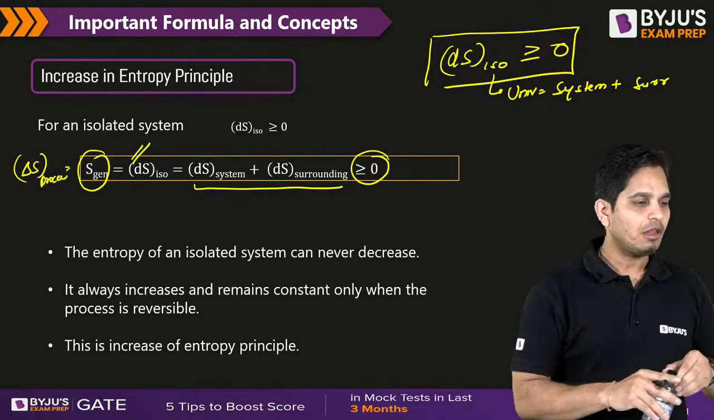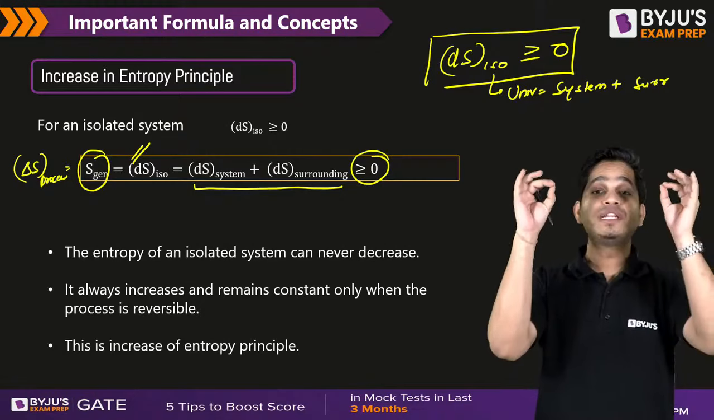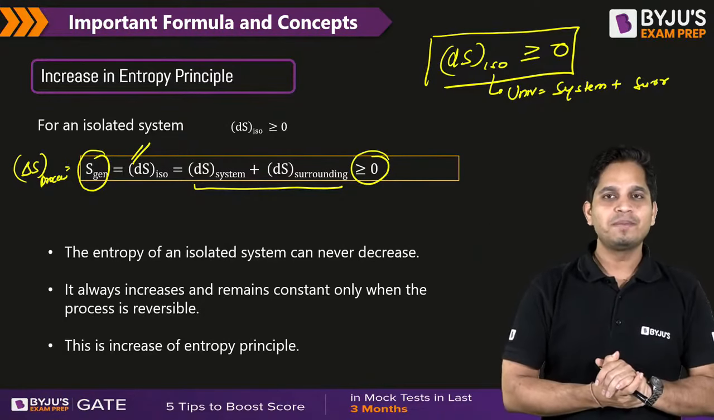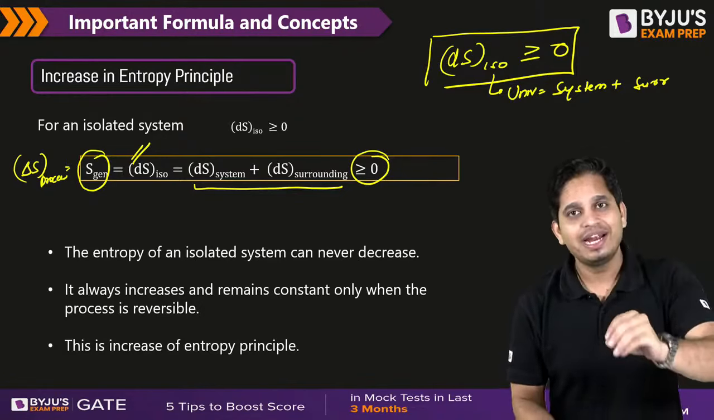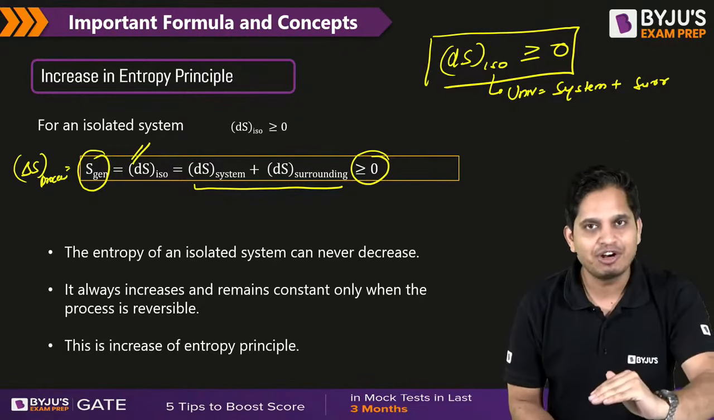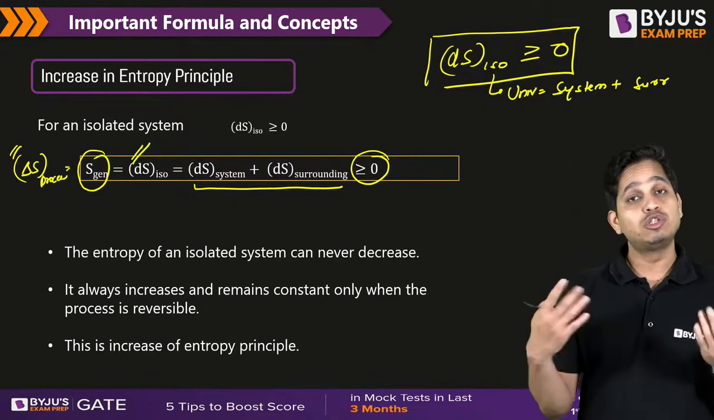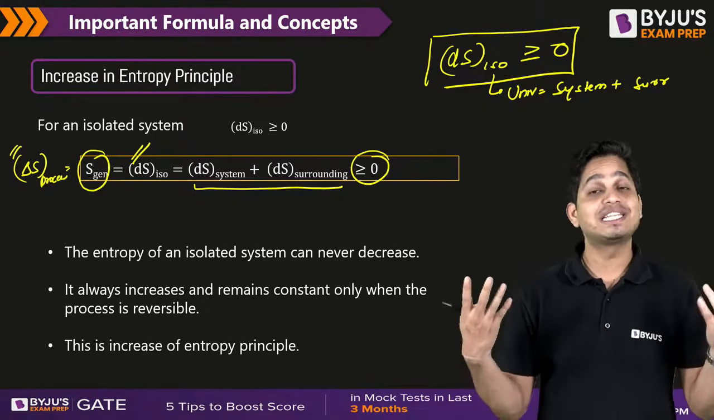Chalo. For an isolated system, entropy change will always be greater than or equal to 0. Okay? If the process is reversible, it is equal to 0. If the process is irreversible, it is greater than 0.